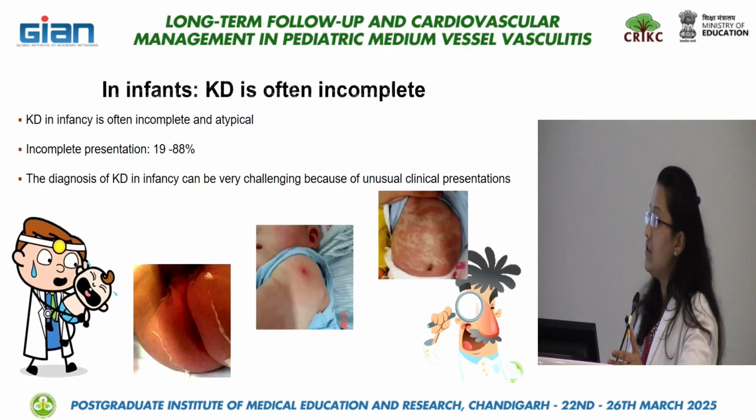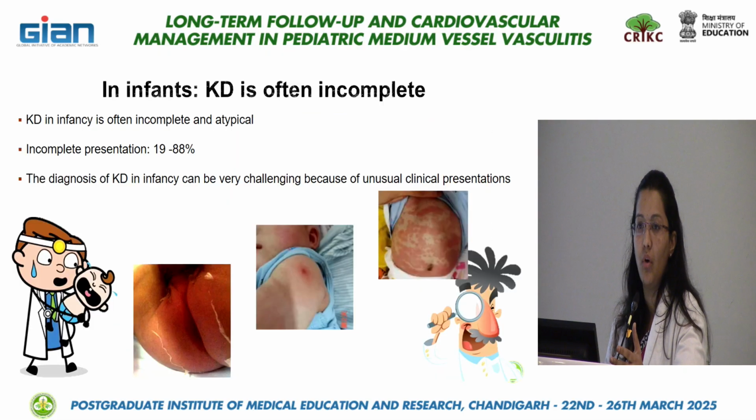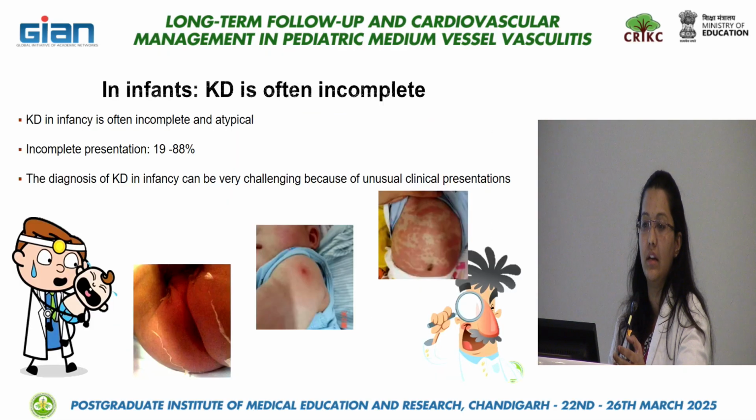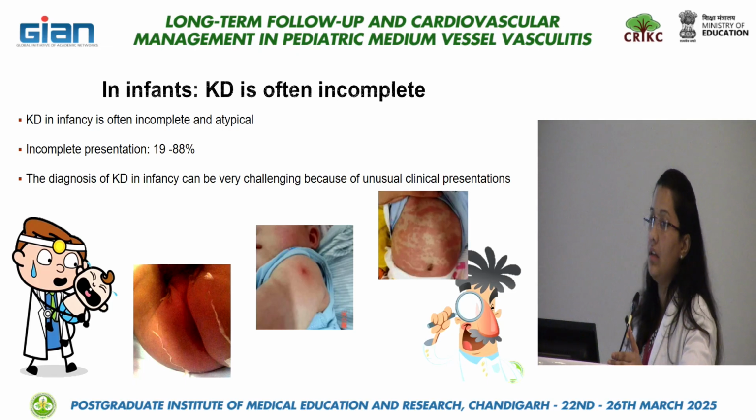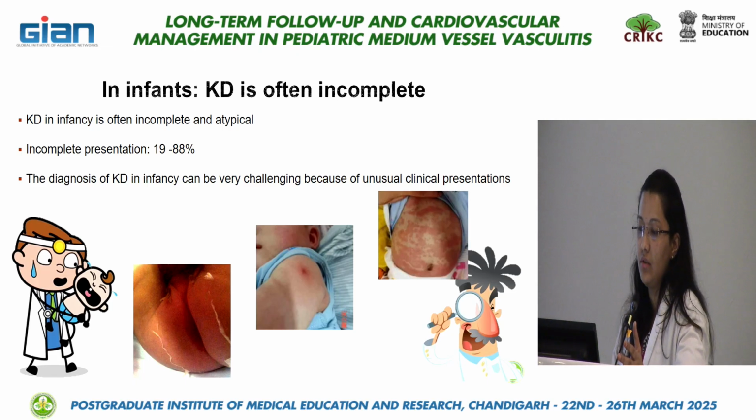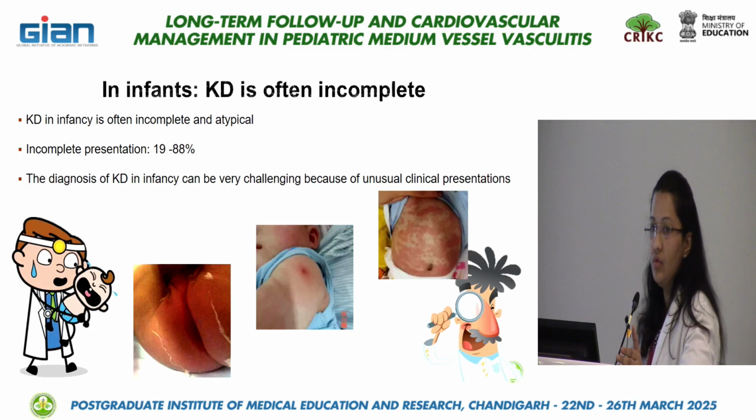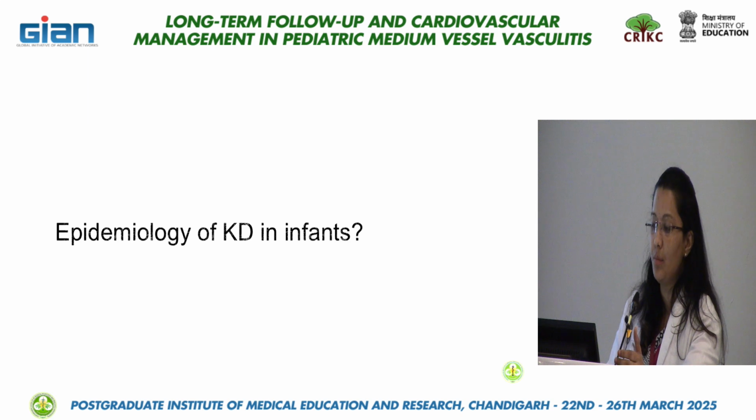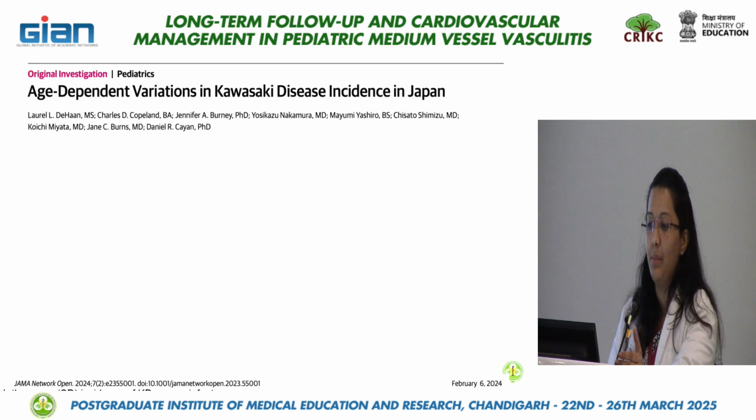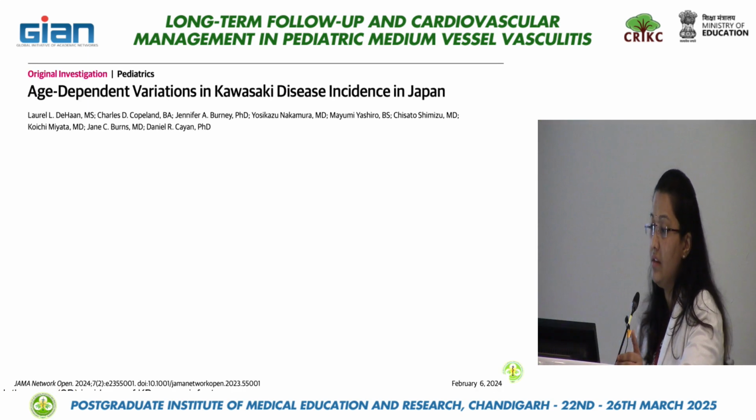So these two cases highlight why it is important to know that Kawasaki disease in infants can be different, and the presentation can be totally atypical and incomplete. It has been seen that the incomplete presentation is seen in about 19 to 80% of the children, and diagnosis is definitely challenging because of this unusual presentation. So let's understand about the epidemiology of Kawasaki disease in infants.